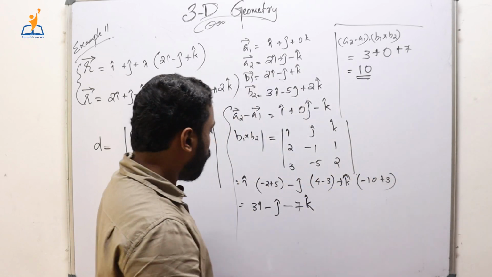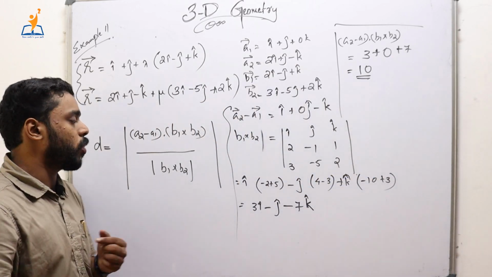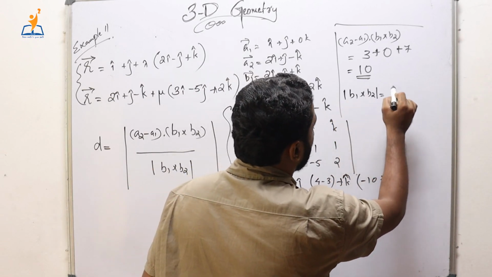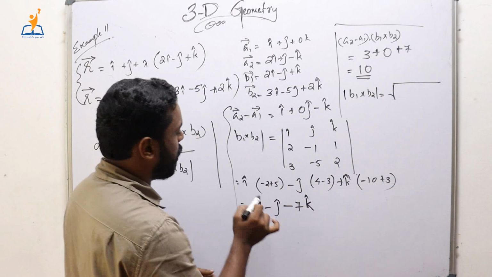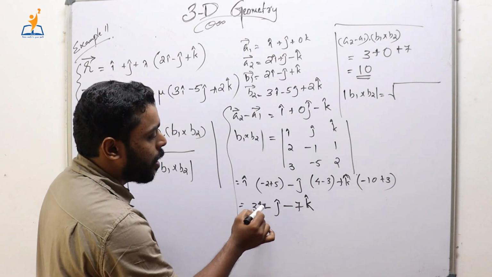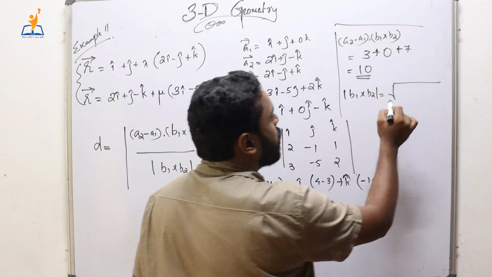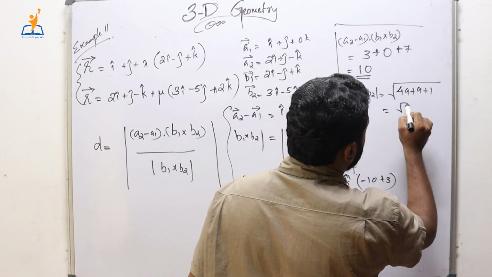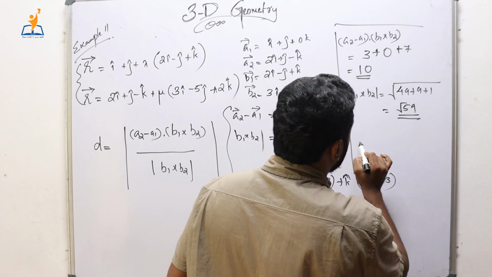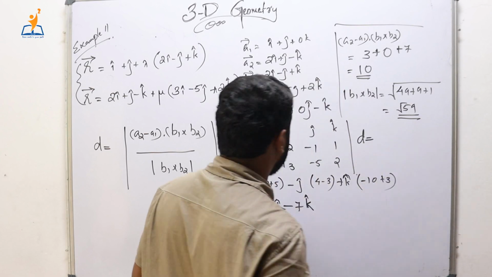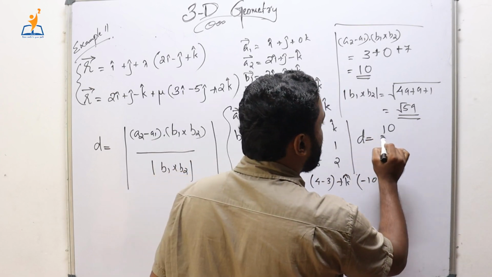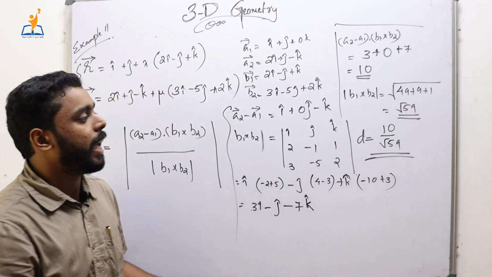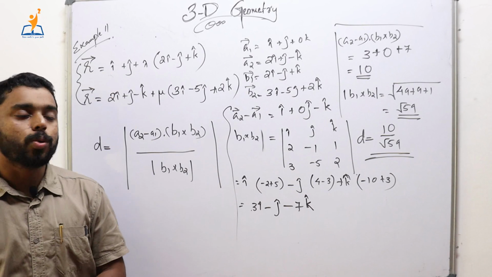Right. Now we have to find mod b1 cross b2. Mod b1 cross b2 is equal to square root of, what is b1 cross b2? This 9 plus 1 plus 49. So 49 plus 9 plus 1 equal to root 59, isn't it? So the shortest distance is given by 10 by root 59. The shortest distance between these two lines is given by 10 by root 59.